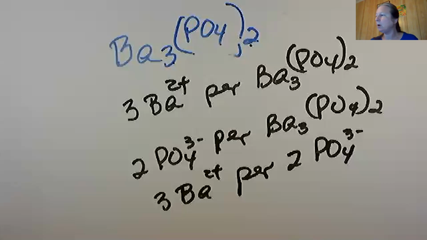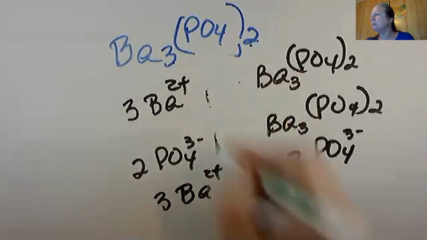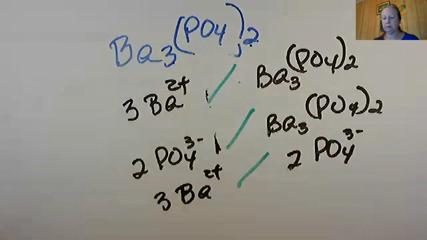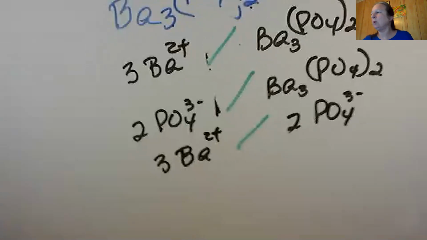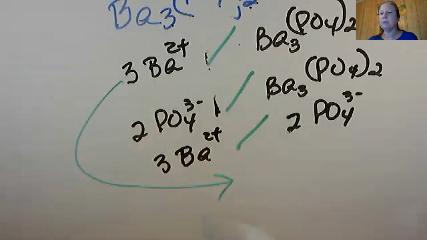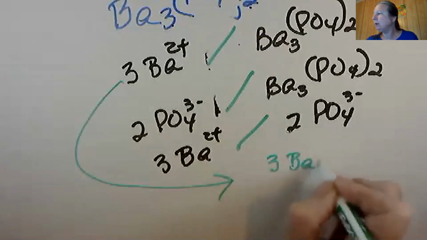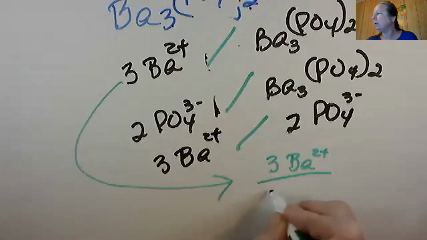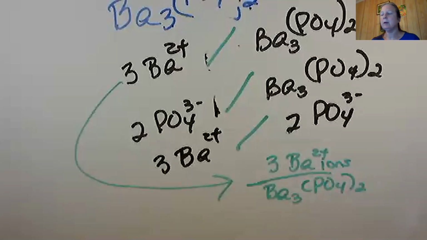So we've replaced "per" with a line, a dividing line. And then we'll rewrite. Here's the first one. I'm going to rewrite it in the format that we use. And we say 3 barium ions per compound. So that relationship can now be used in a conversion.